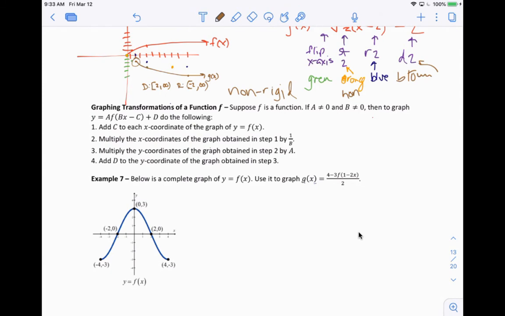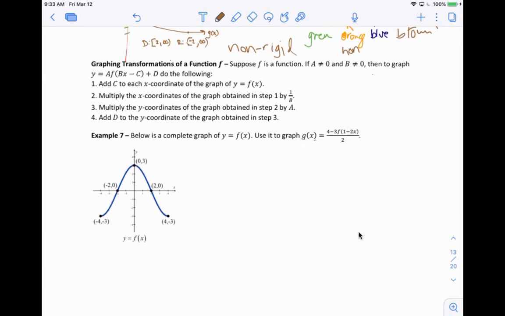For example, below, example 7 here, is the complete graph of y equals f of x. We've seen this graph before when we were doing intervals, things like that. Sorry about that, we will see this graph again, and we can use it to graph g of x. g of x is equal to 4 minus 3 times f of (1 minus 2x) over 2.